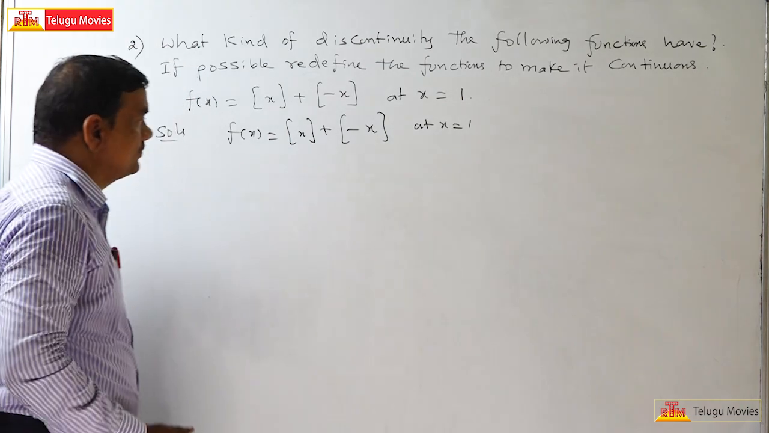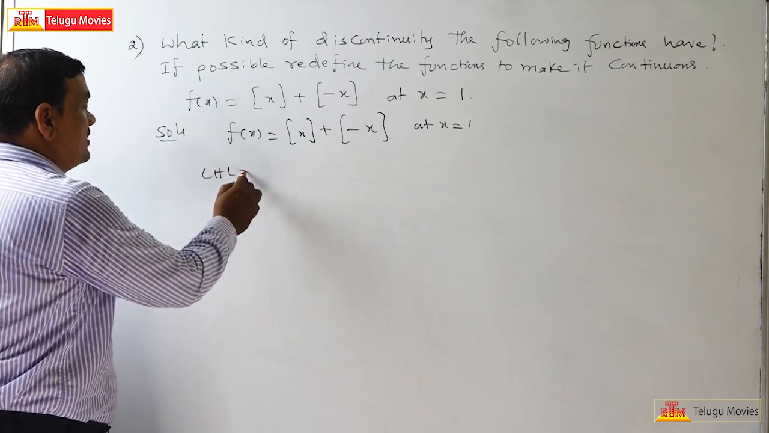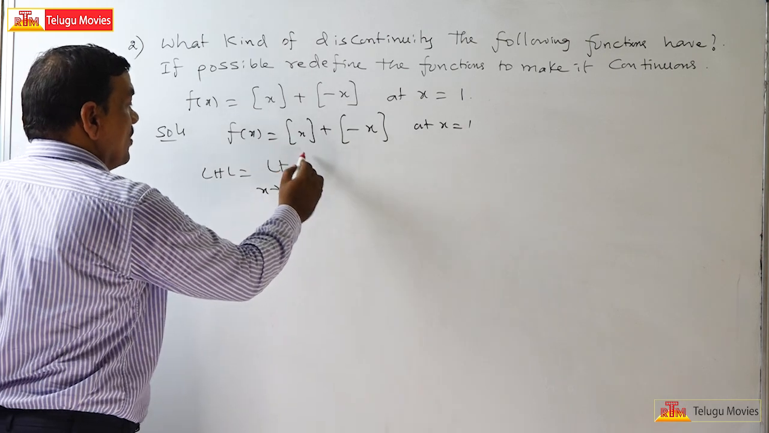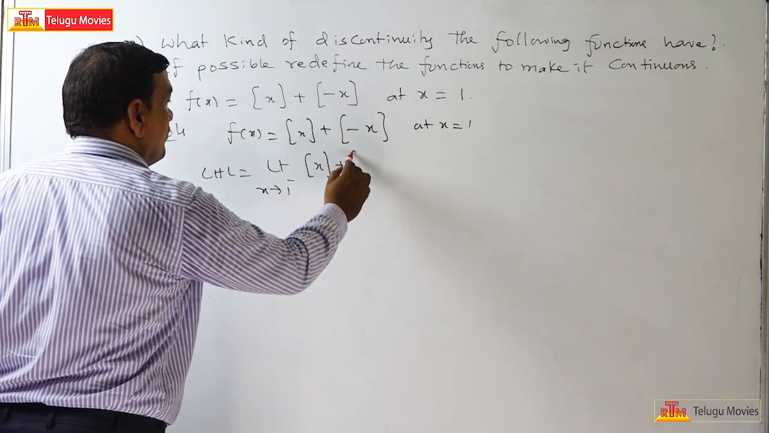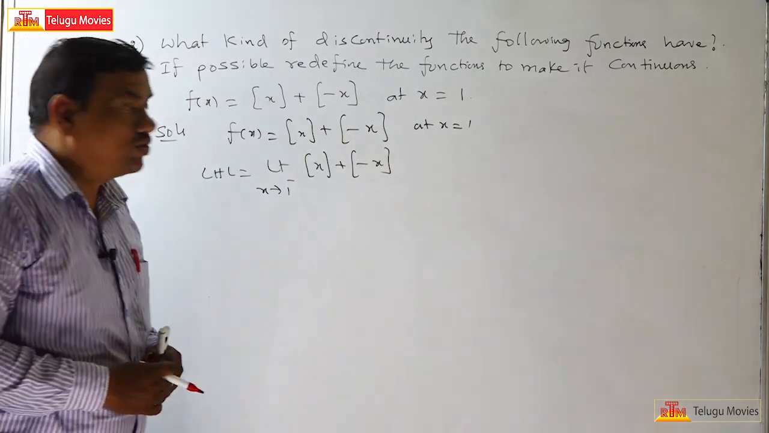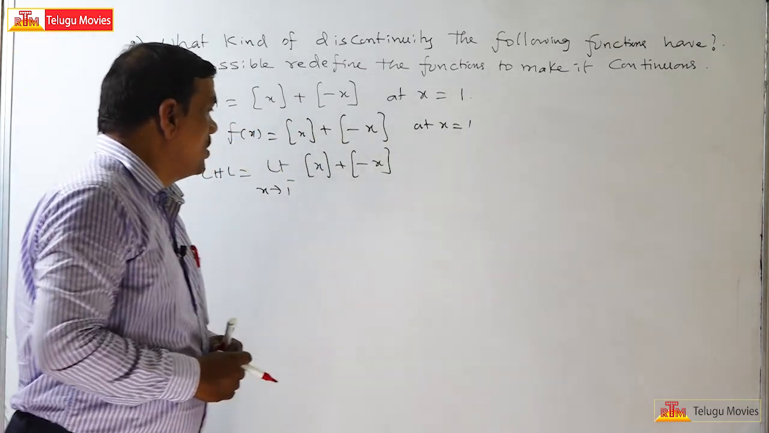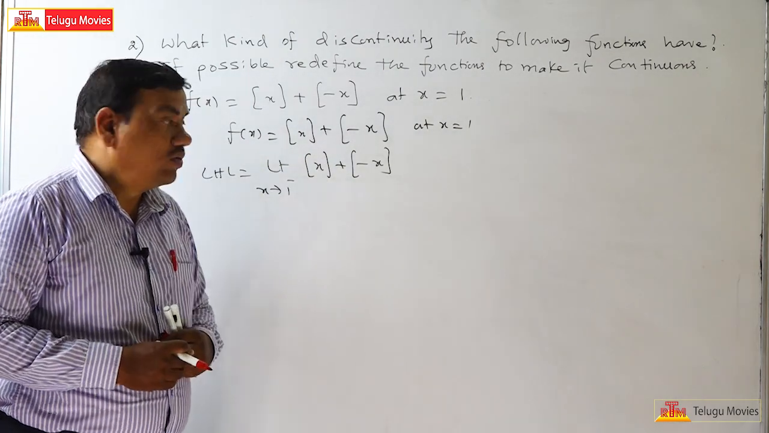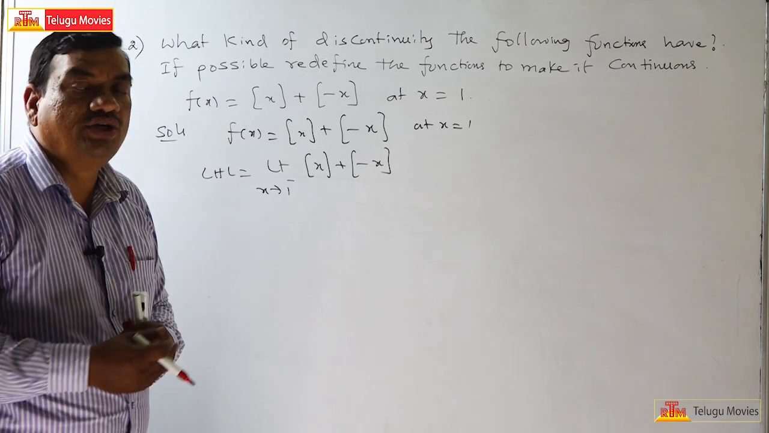You have to check. First, let us take the left hand side limit. So limit x tends to 1 minus f of x. F of x means step of x plus step of minus x. So here it is the greatest integer function. I am finding the left hand side limit as x tends to 1. Okay, now let us convert into h.